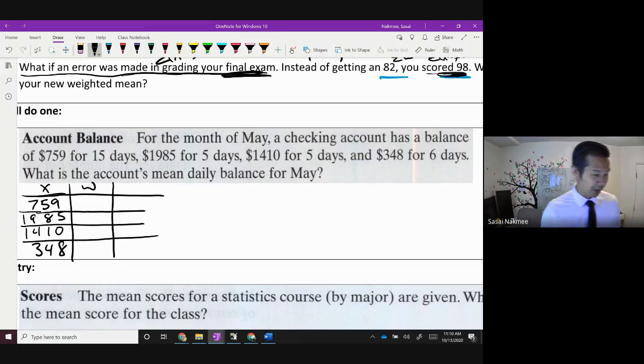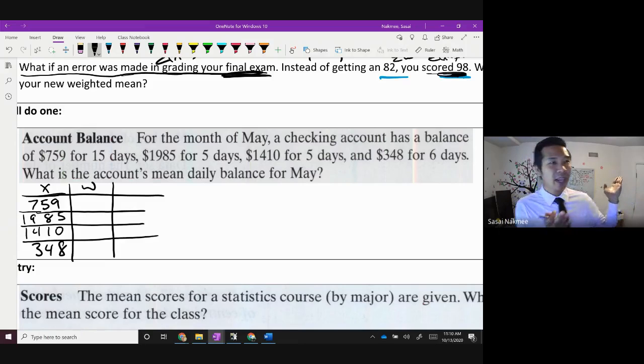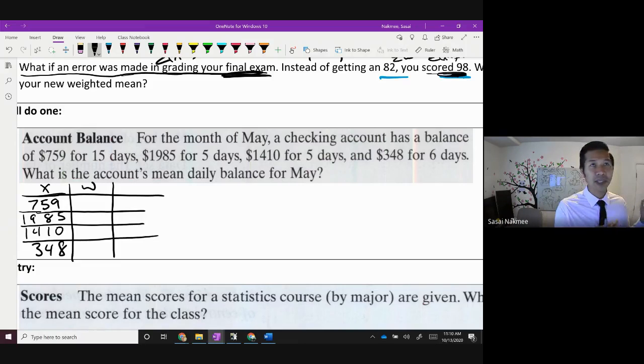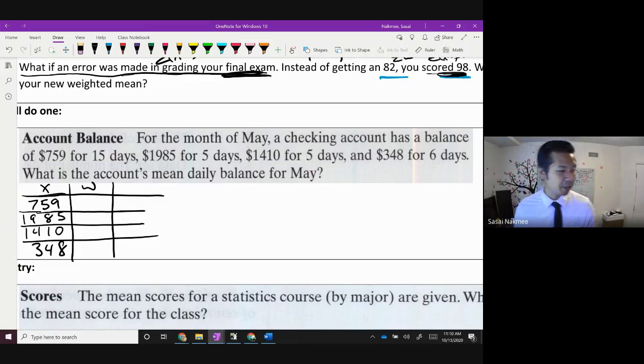And that's the easy part, right? All the X values. How did I get those values? Those are just the numbers that I have. That's the money that's in this bank account. Whoever's bank account this is, he's got some good amount of cash on some days. Some days he has almost $2,000. Some days he only has $300. So I want the average over the span of the month of May.